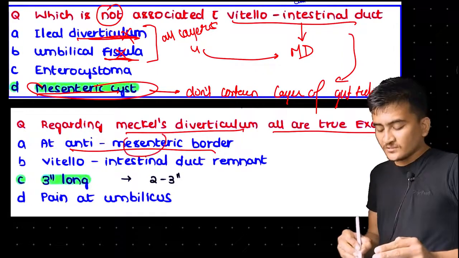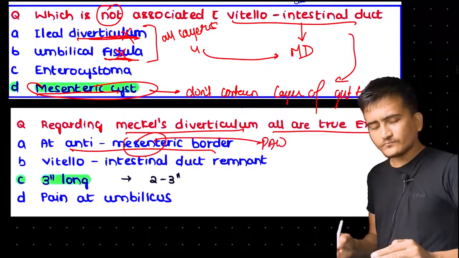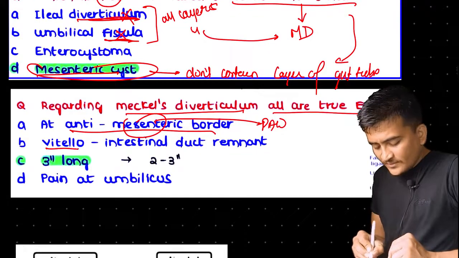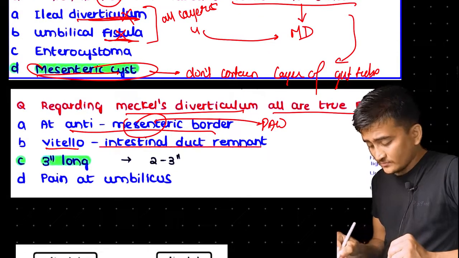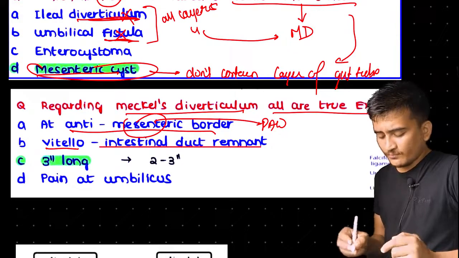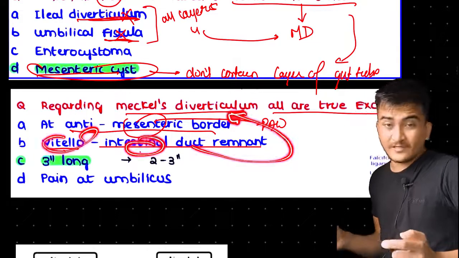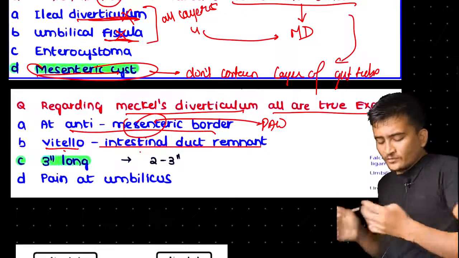Since the mesentery is present on the posterior abdominal wall, we can say that this border is the anti-mesenteric border. Now, it is a vitellointestinal duct remnant. Obviously, it is the true one, right? We talked about the vitellointestinal duct, and when it remains, it will form Meckel's diverticulum.